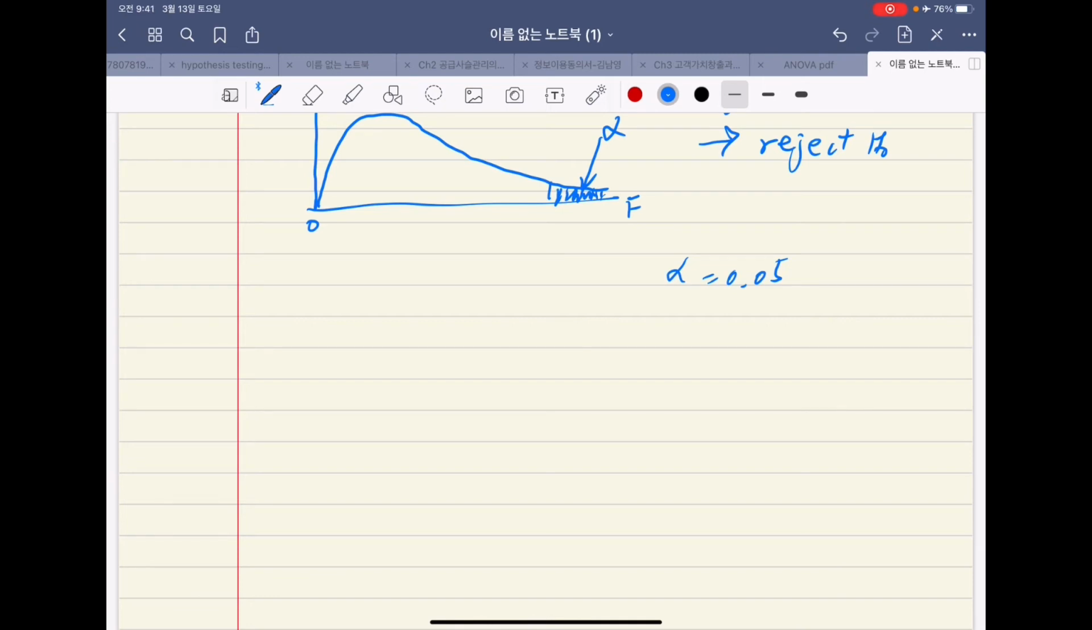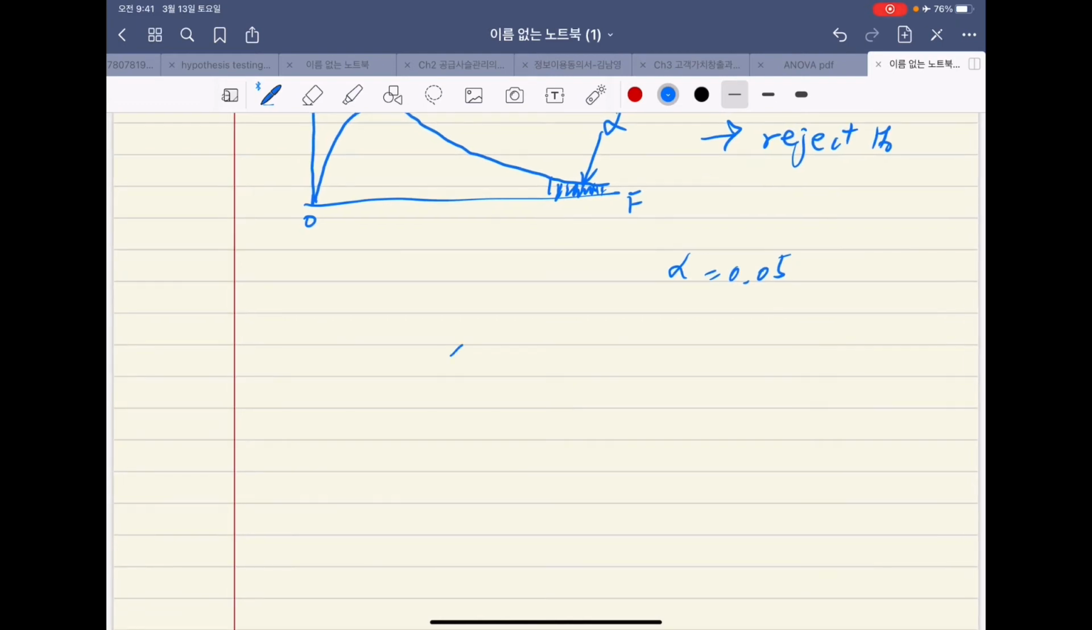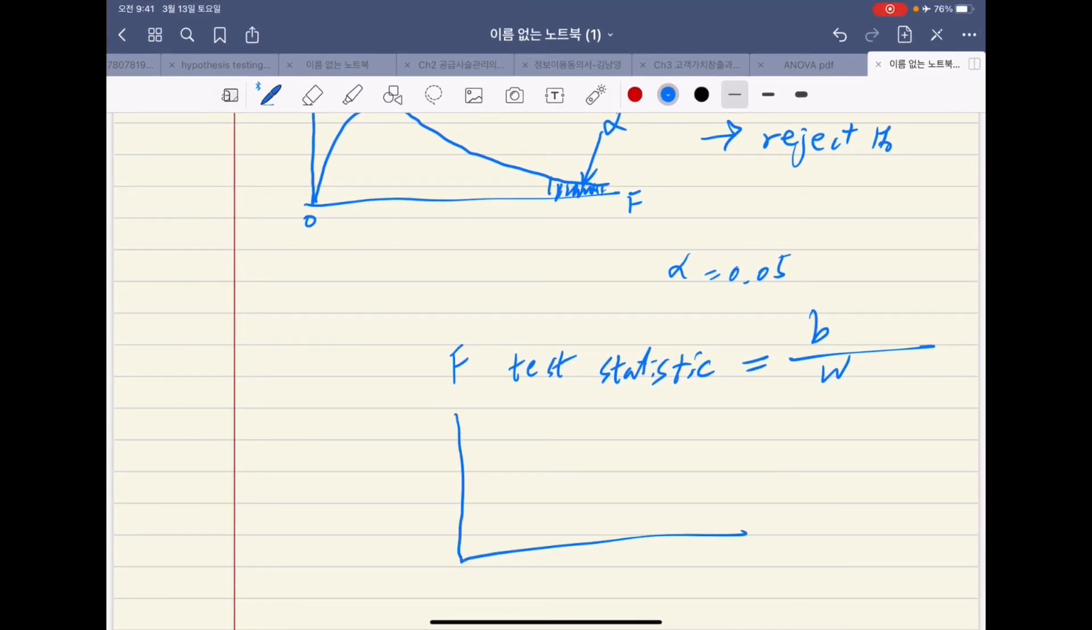a computer package, as I said, the computer gives us the p-value. What the computer does is compute the p-value. So in order to compute the p-value, you need to know the F test statistic. This is the between variance over the within variance. Once you compute this and you mark the test statistic here, the computer computes this area. This is the p-value.